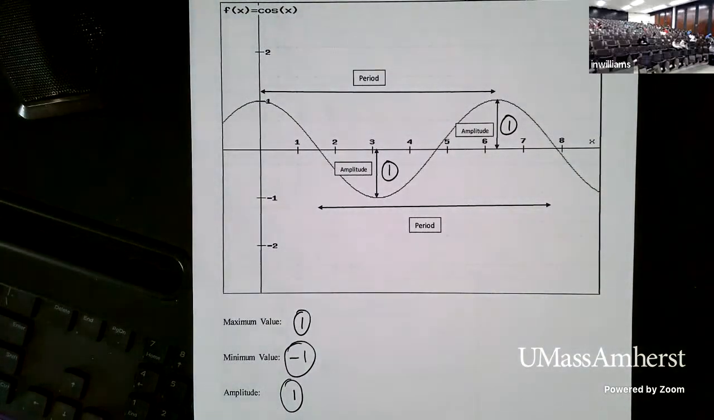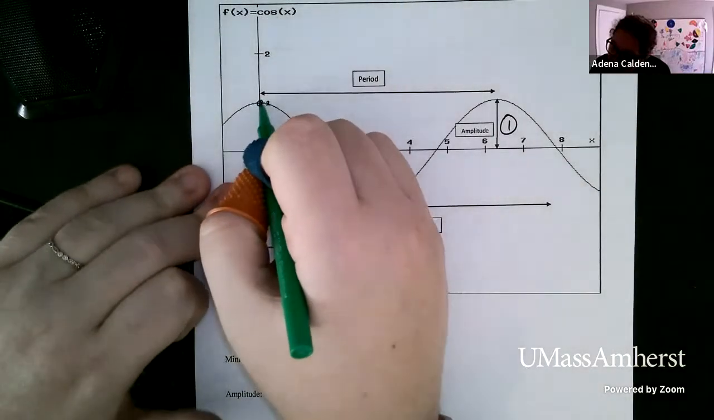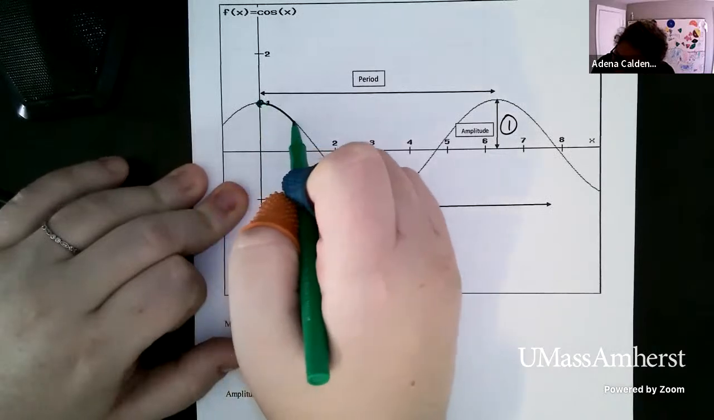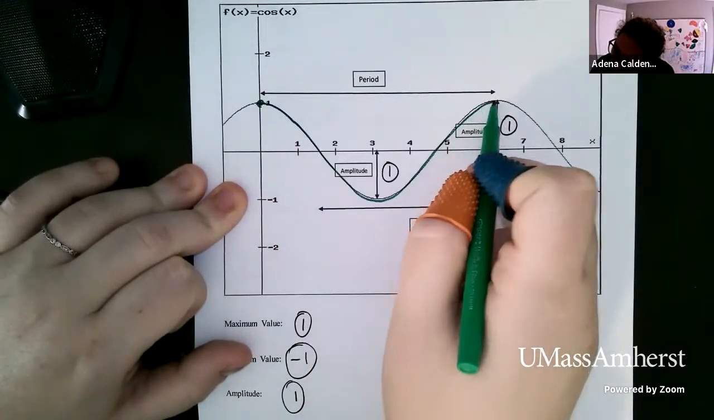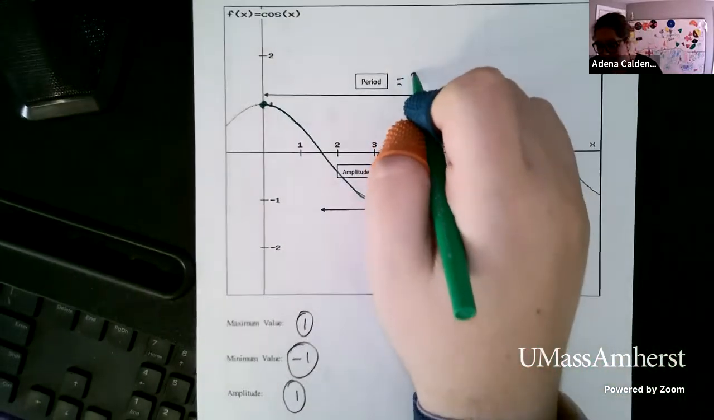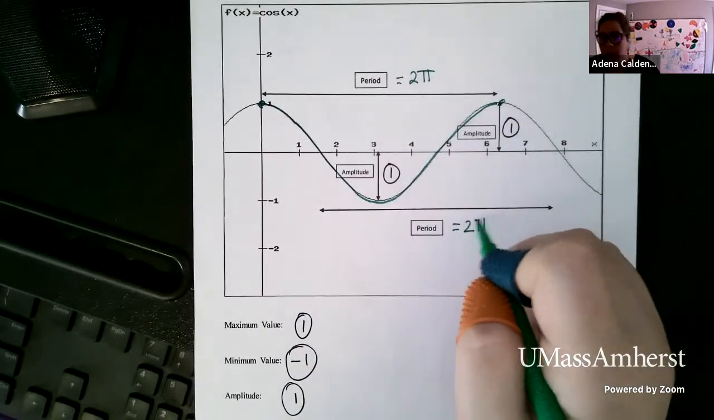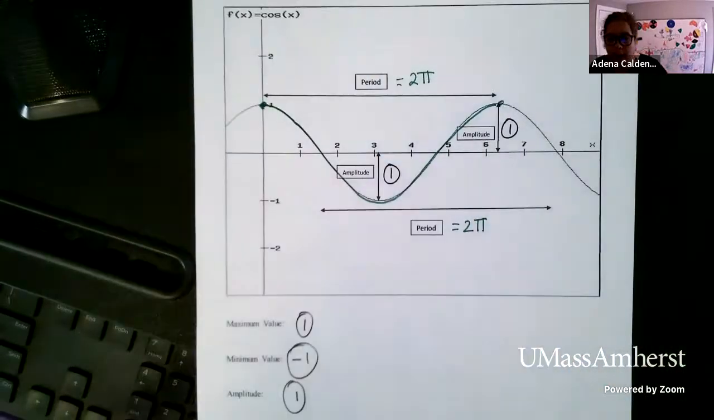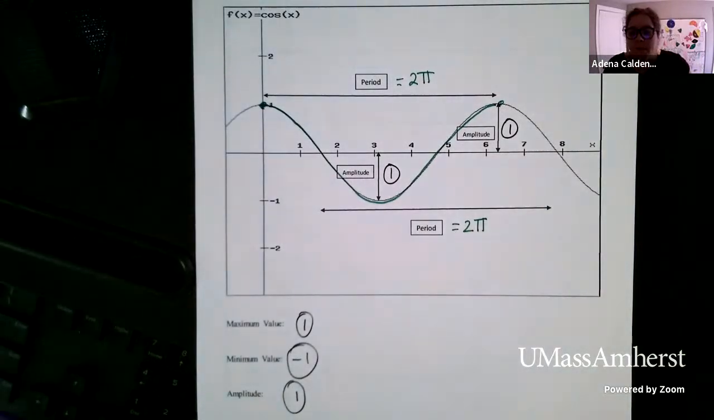Similarly, if we're talking about the period, if you trace the graph until it repeats, again, we're a little bit past 6. And so just like sine, we know the period is 2 pi. Okay, so if you have cosine of x or t or whatever the variable may be, the amplitude will be 1 and the period will be 2 pi.